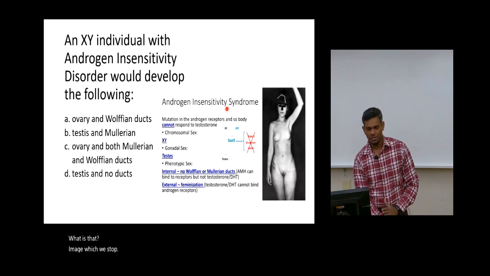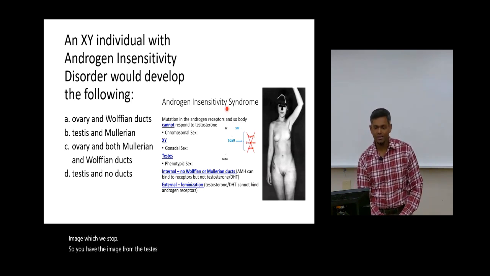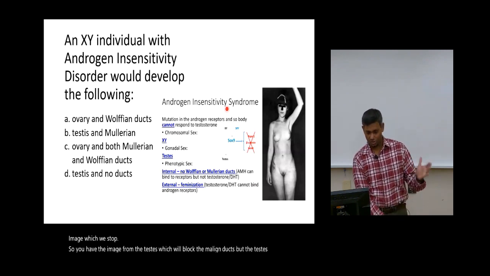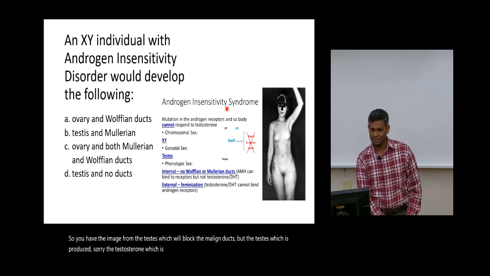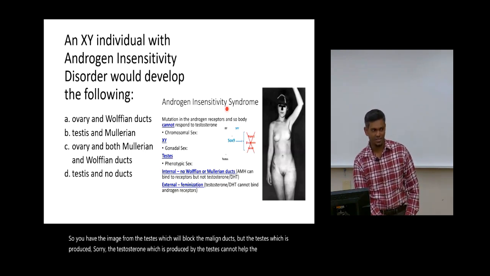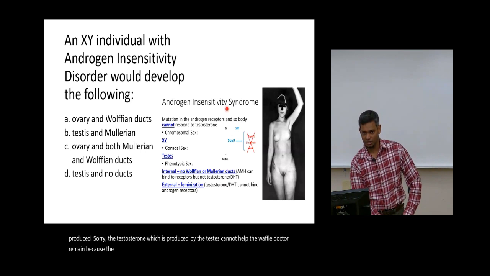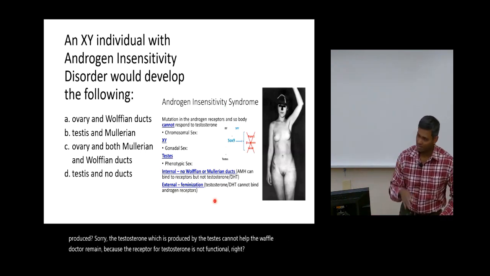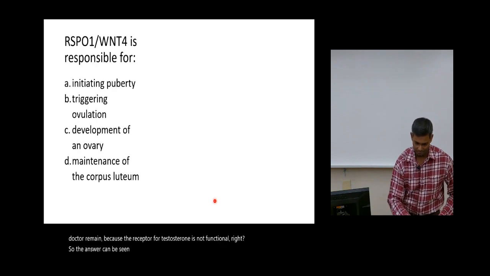Correct. So you have AMH from the testes, which will block the Mullerian ducts, but the testosterone which is produced by the testes cannot help the Wolffian duct to remain, because the receptor for testosterone is not functional, right? So the answer can be seen in this slide here.